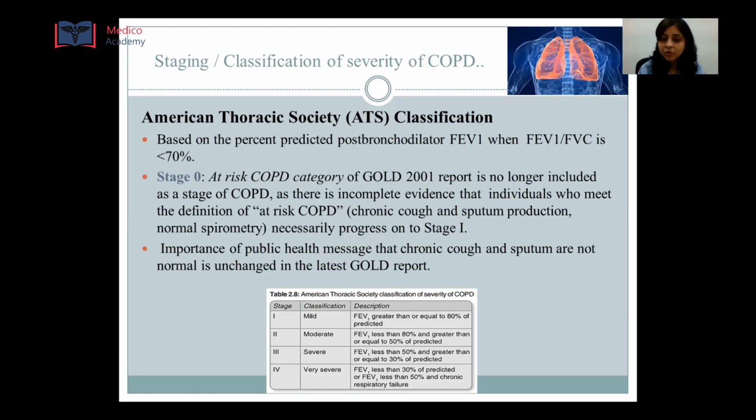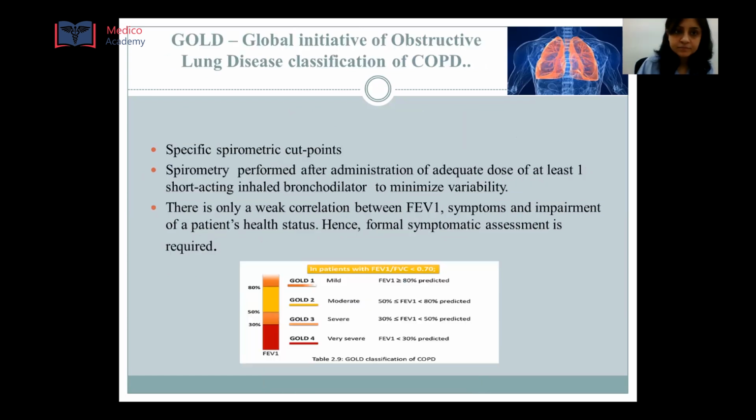Classification is 1, 2, 3, 4. Mild, where FEV1 is greater than or equal to 80% of predicted. 2, moderate, FEV1 less than 80 and greater than 50% of predicted. 3, severe, where it is between 30 to 50% of the predicted. And 4 is very severe, where the FEV1 is less than 30% of the predicted, or FEV1 is less than 50% and there is chronic respiratory failure.